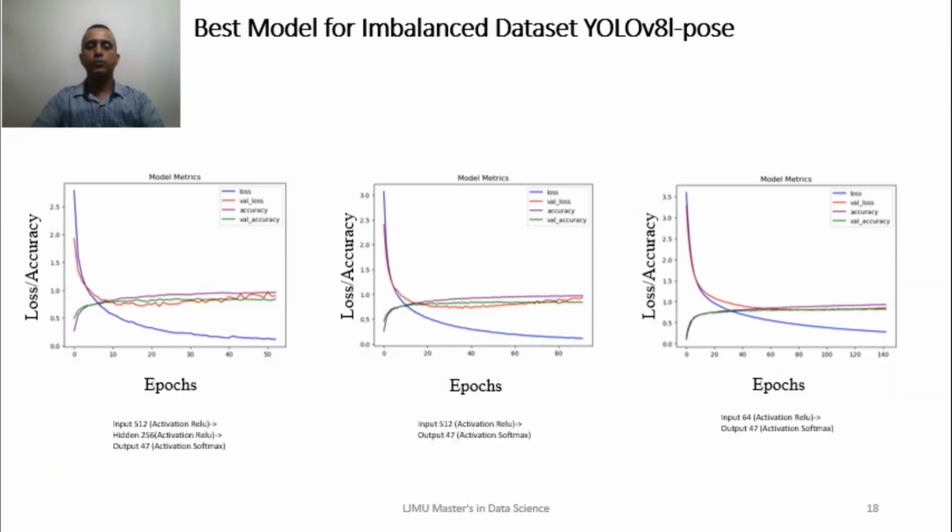The graphs for the YOLO V8L model for the 3 Keras models are as displayed. The x-axis denotes the number of epochs, whereas the y-axis denotes the loss or accuracy. The blue line represents the model loss, the red line denotes the validation loss, the purple line denotes the model accuracy, whereas the green line signifies the validation accuracy. As discussed earlier, the model in the center employing the second Keras model was found to be the most suitable in terms of model and validation accuracy.